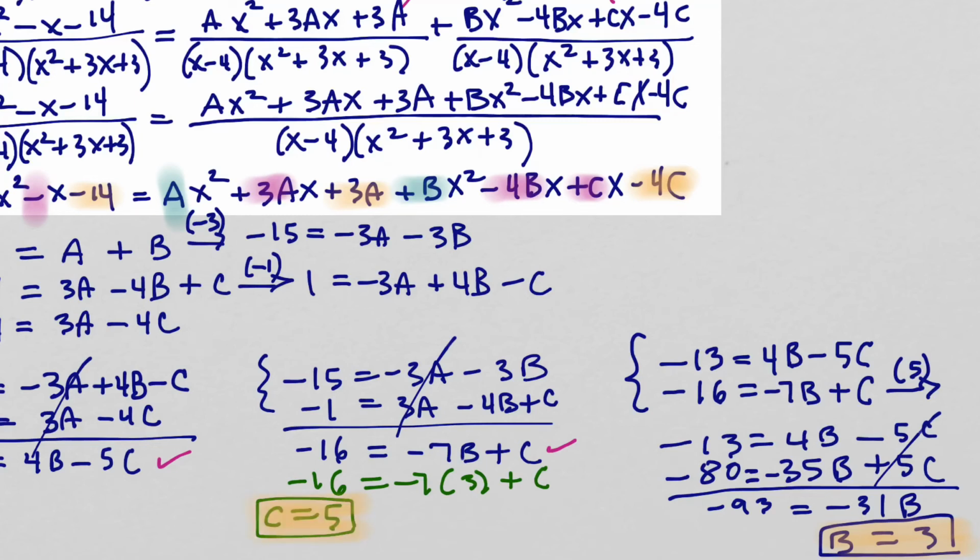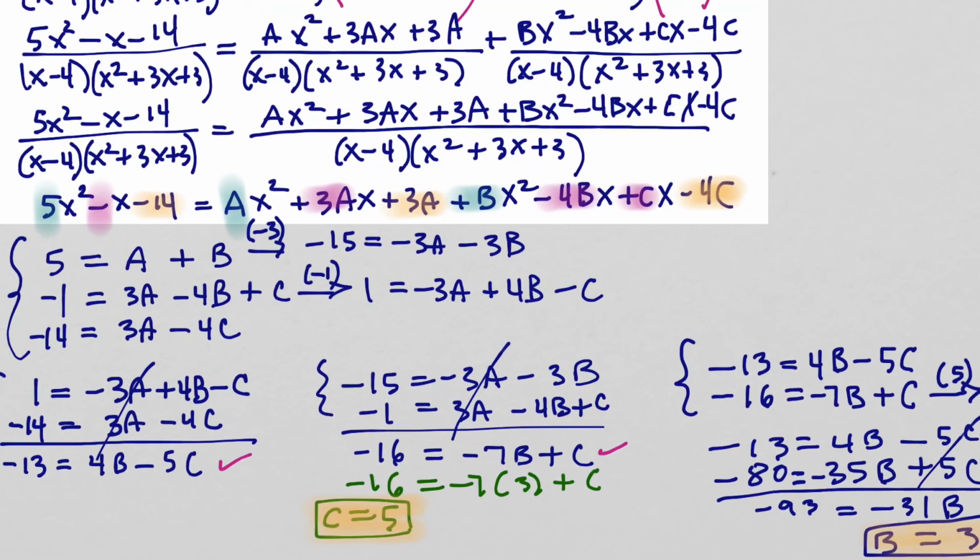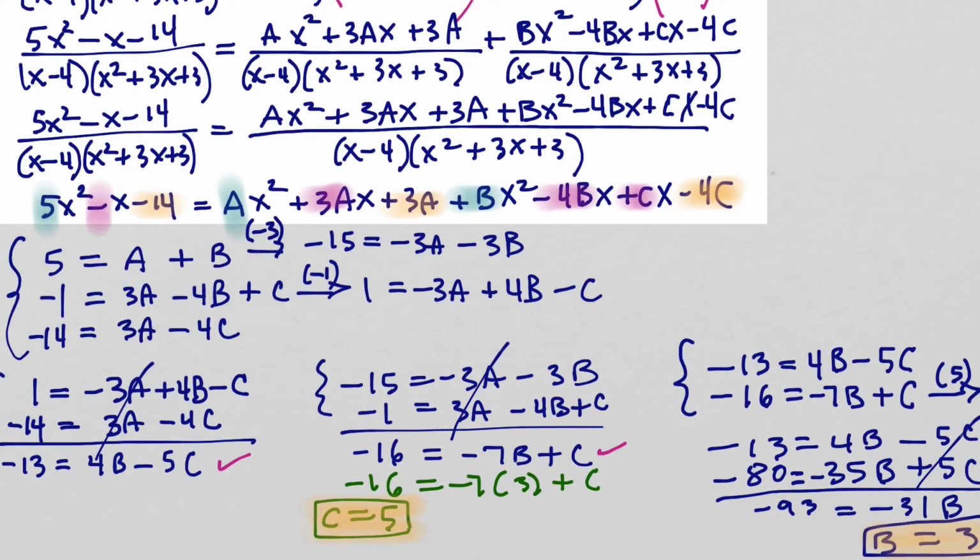So now we just need A. We need an equation with an A. So let's go back up to this one here, which is 5 is equal to A plus B. Let me write it down here. So we can substitute B in there, which we said was 3. All right, so A is equal to 5 minus 3. So A is equal to 2.